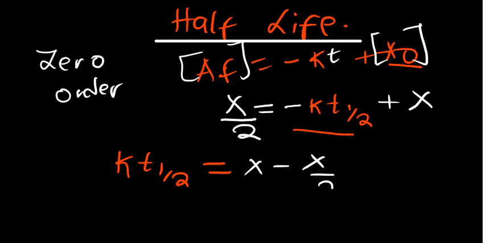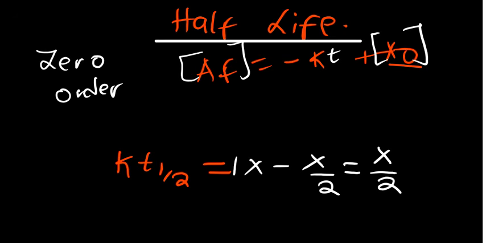Okay, so if you subtract, what are you going to get? So X minus X over 2 is going to give us X over 2, because this is 1 minus half. It's going to be X over 2. Okay. So from there, that is going to be equivalent to what? So K T1 over 2 is equal to X over 2.